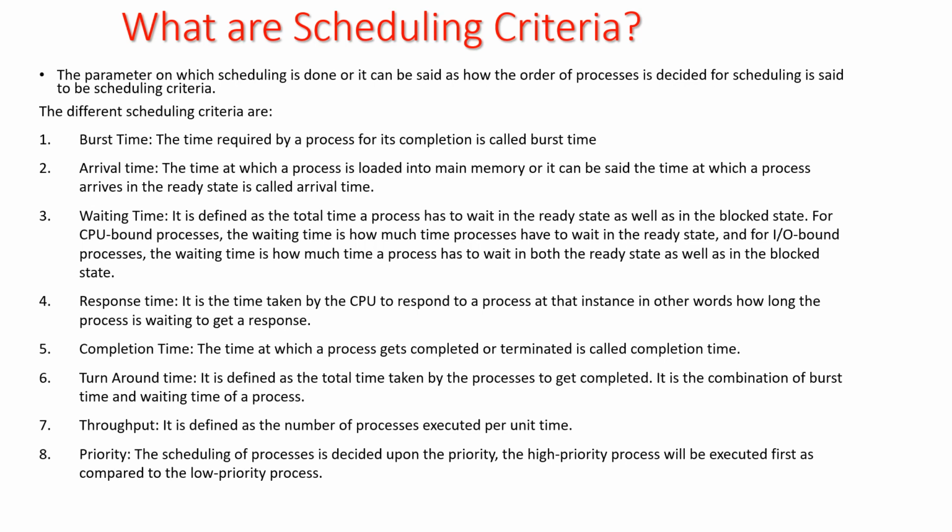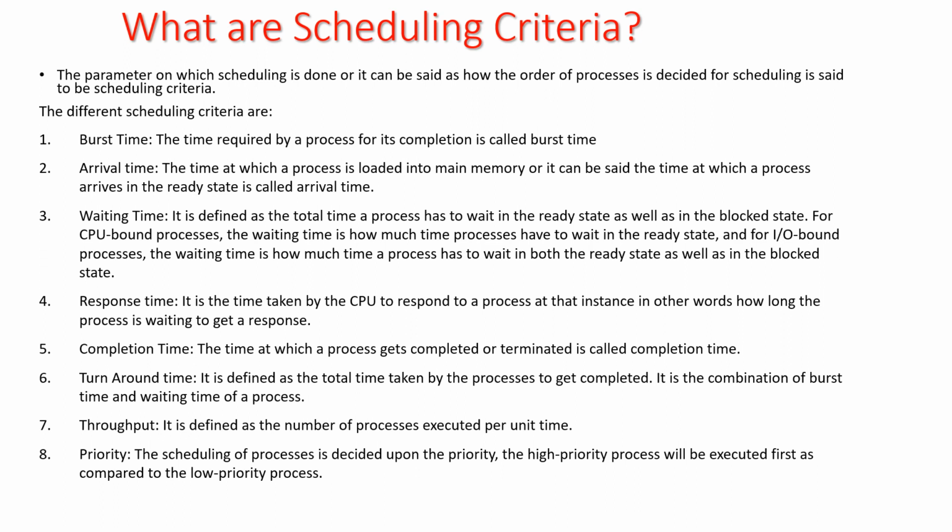For a CPU bound process, the waiting time is how much time the process has to wait in the ready state, and for an IO bound process, the waiting time is how much time a process has to wait in both the ready state as well as in the block state. For a process, the waiting time should be minimum. And what is response time? It is the time taken by the CPU to respond to a process, or how long the process is waiting to get a response. It should also be minimum for a process.